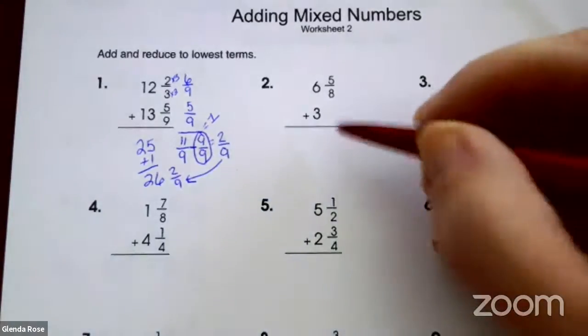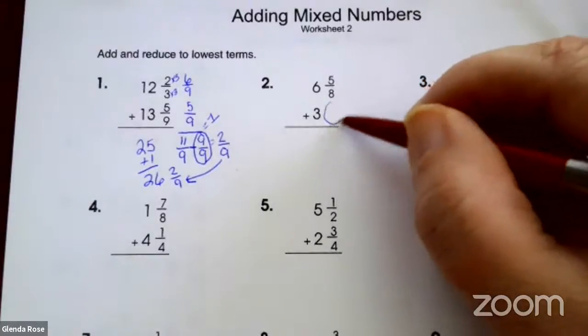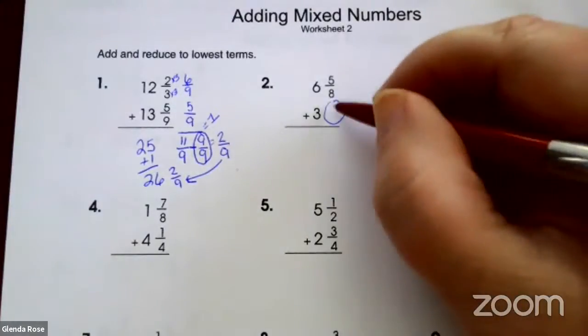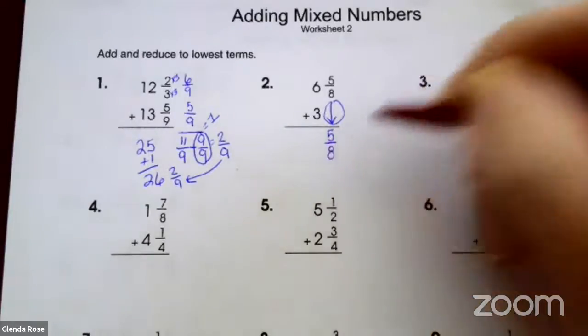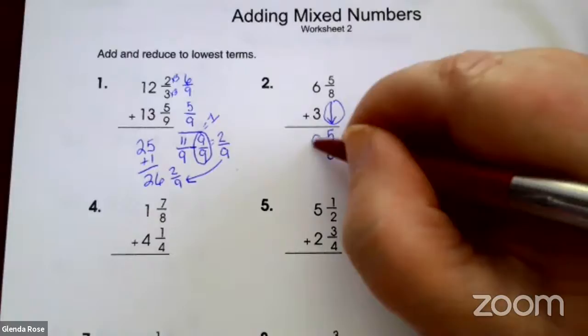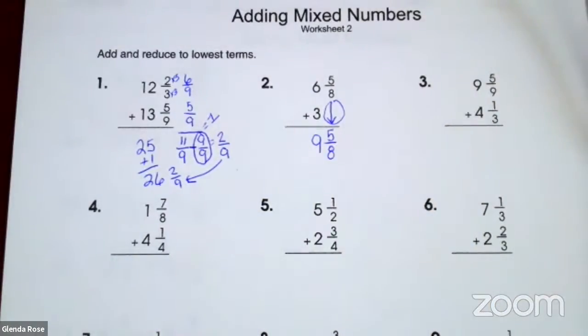Here's one of those where I don't have a fraction on the second half, which means this is 0. Since this is 0, I know I can just push this all the way down, 5/8. And then 6 plus 3 is 9. Super easy.